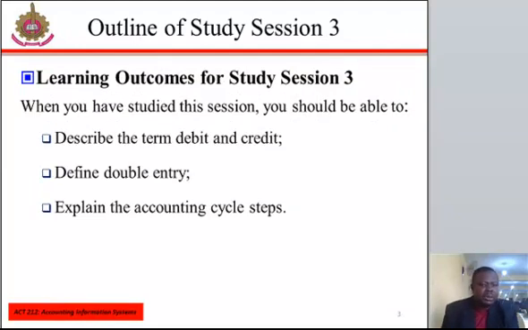At the end of this lecture, you should be able to describe the terms debit and credit, define double entry, and explain the accounting cycle.